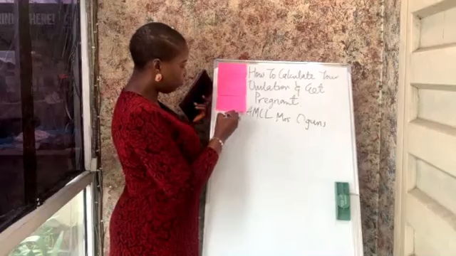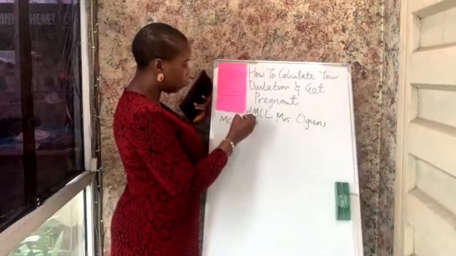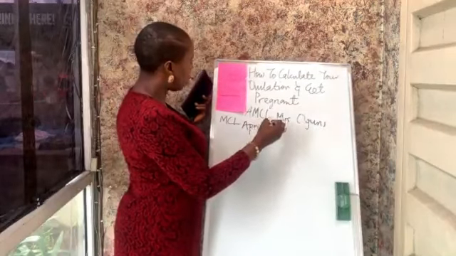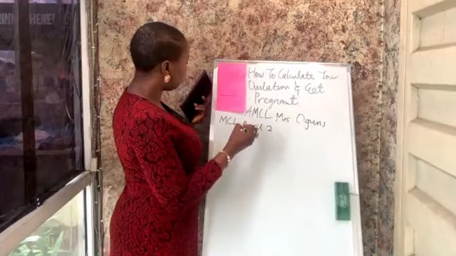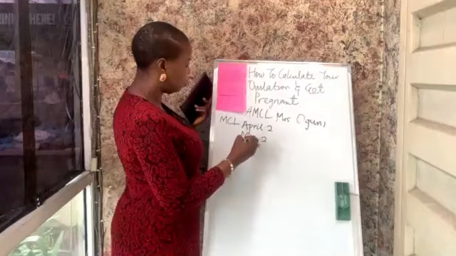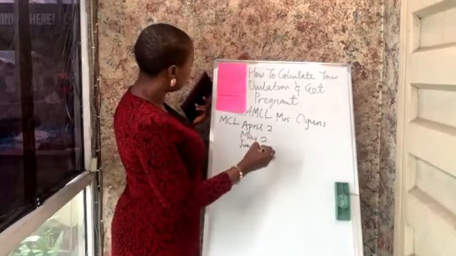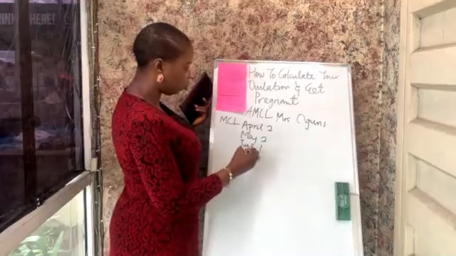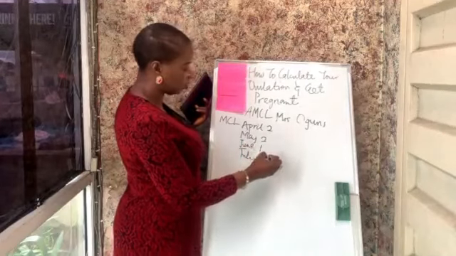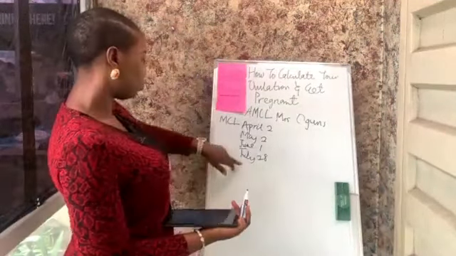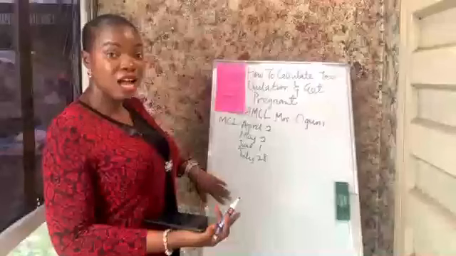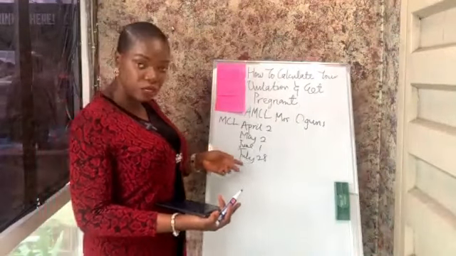For Mrs. Oguns, firstly we are looking at menstrual cycle length, and she had a menses come April 2nd, right? Then she had it May 2nd, June 1st, and then July 28th. Oh, okay, July 28th. So probably she has not seen her menses for this month. This is what it means.